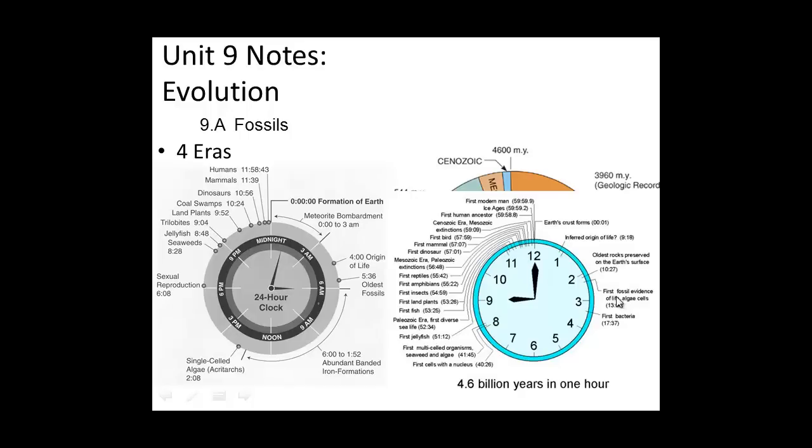First fossil evidence soon after the first rock was created. First bacteria, first cells with a nucleus, so the eukaryotic cells form out here, which is what we're talking about down here. First multicelled organisms soon after that, jellyfish, which you can see right there. Over here on this 12 o'clock clock, it puts jellyfish.